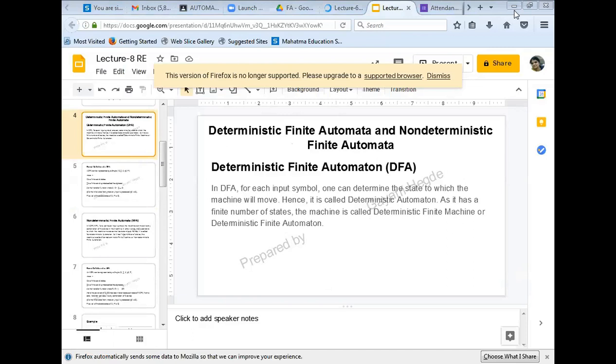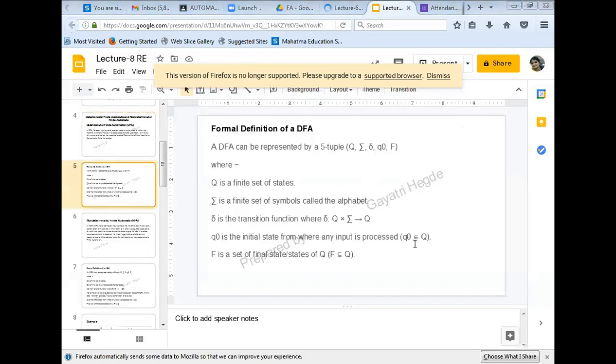For each input symbol, one can determine the state to which the machine will move. It is determined, right? Hence, it is called deterministic automaton or deterministic finite automaton. Okay, so we know the tuples. Q is a finite set of states, sigma is the finite set of input. The five tuples, same formal definition.